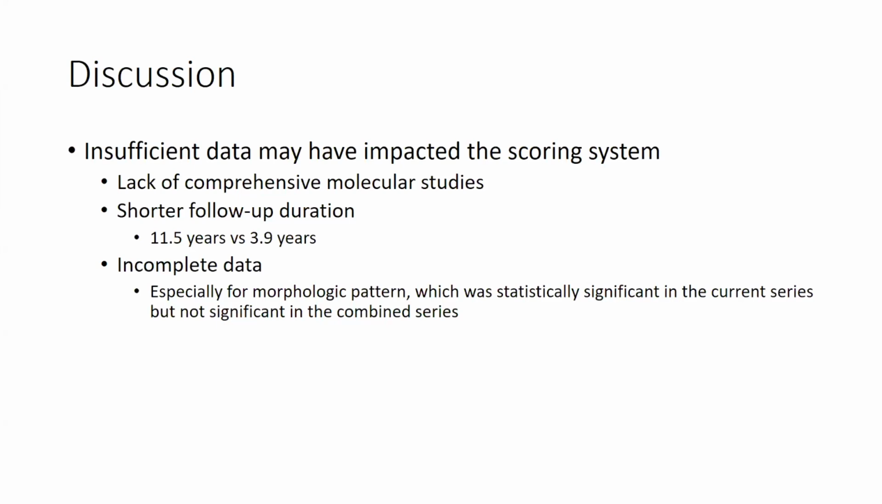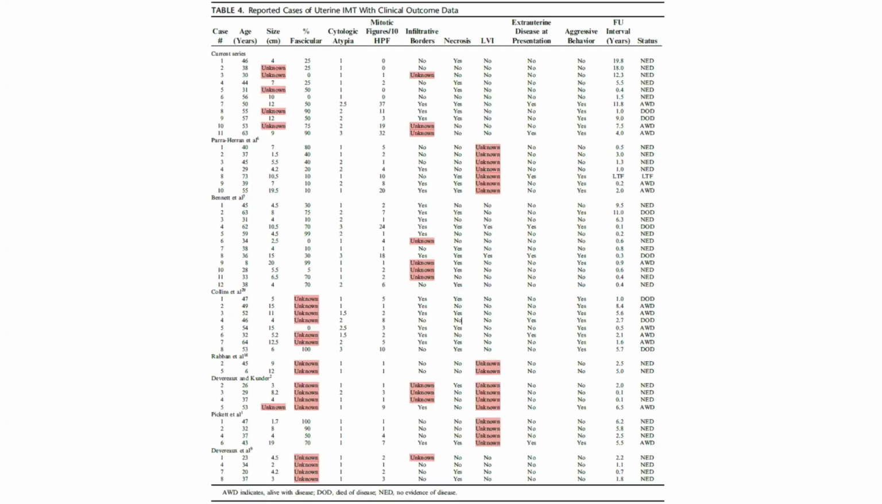And there is incomplete data due to previous studies not focusing on certain factors. This is especially the case for the percentage of morphologic pattern, which was statistically significant in the current series, but not the combined series. This table is just from the paper. I'm showing all the data from the 52 cases. And what I've highlighted in red is the missing data, which again, most notably is the percentage of fascicular morphology, but also LVI.